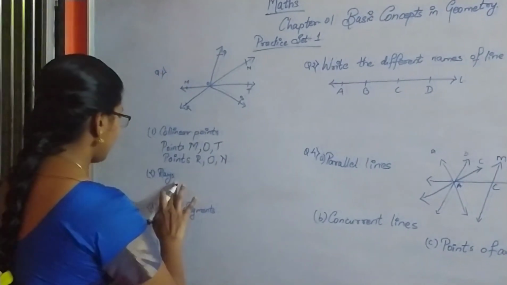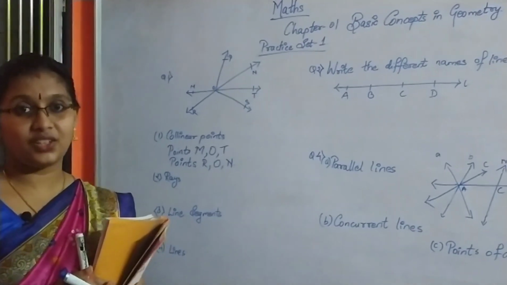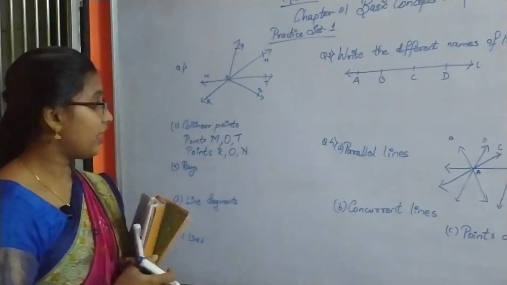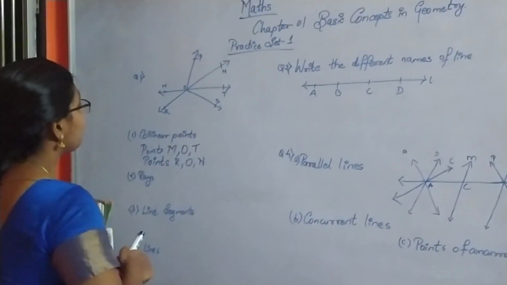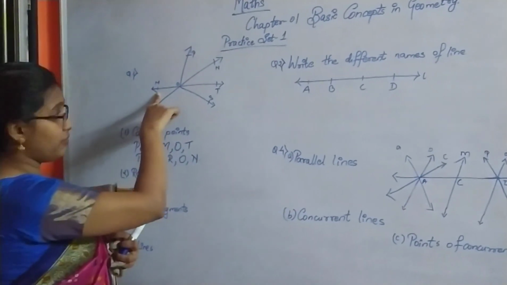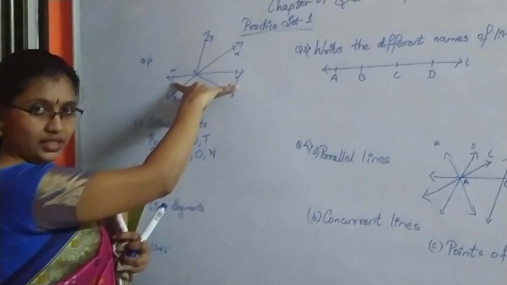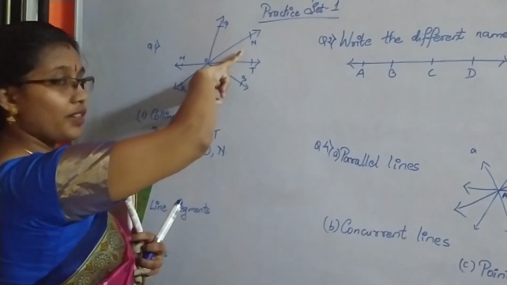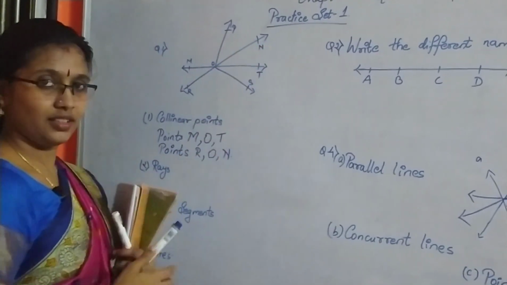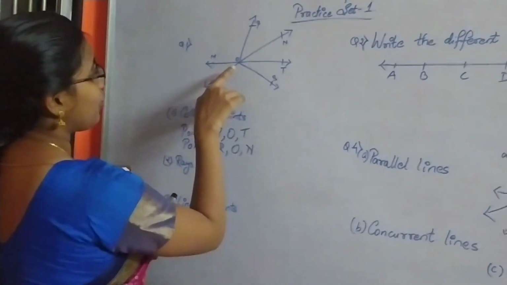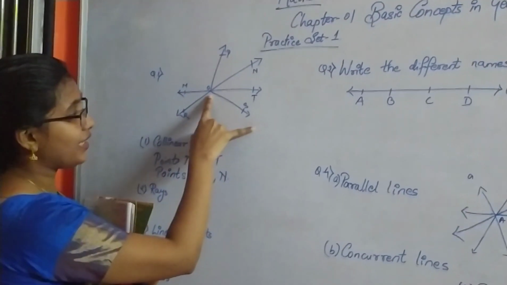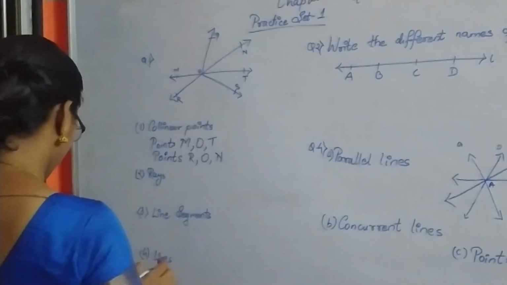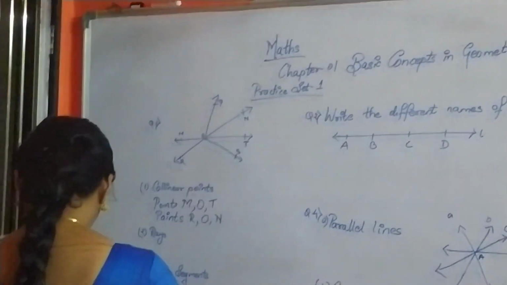Now next, rays. We have learnt that a ray begins with an origin and ends with an arrow. Now if I take M as my origin, MT is a ray. If I take R as my origin and an arrow over that side, RN is a ray. If I take O as my origin, S as arrow side, OS is a ray. So likewise, how many rays do we have? Let us write it here.